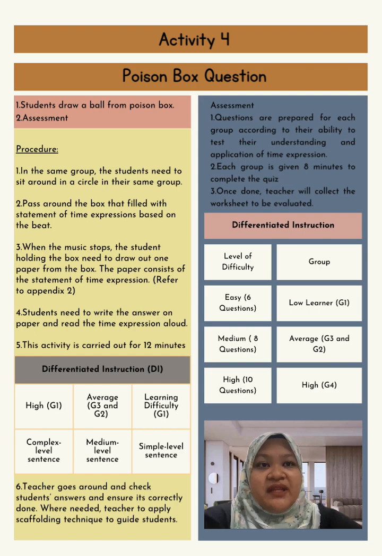Okay, now I will explain how the Poison Box activity unfolds. First, students form groups and sit in a circle. They pass around a box that is filled with time expression statements while music plays. The music will be handled by the teacher. The student holding the box when the music stops needs to draw a statement from the Poison Box, write the answer and read it aloud.